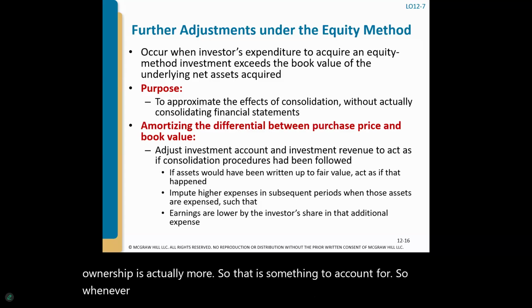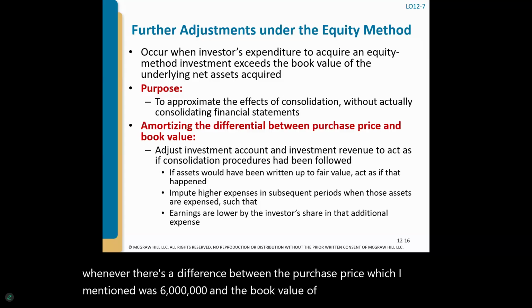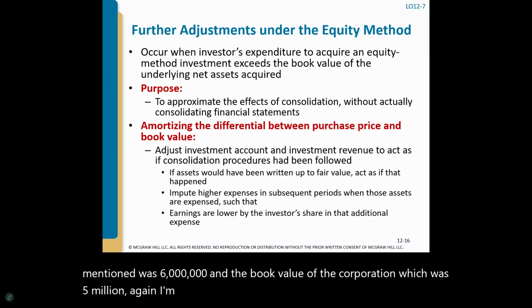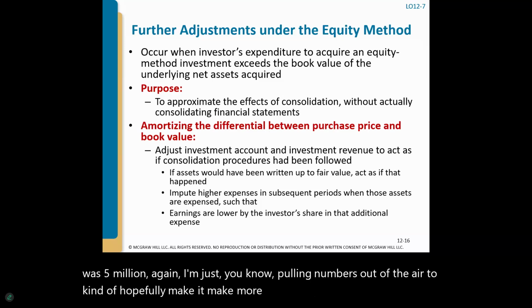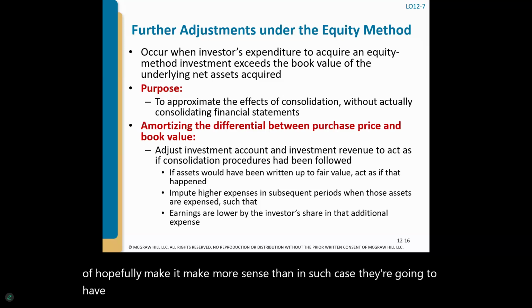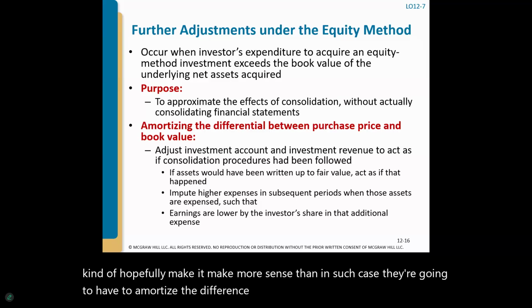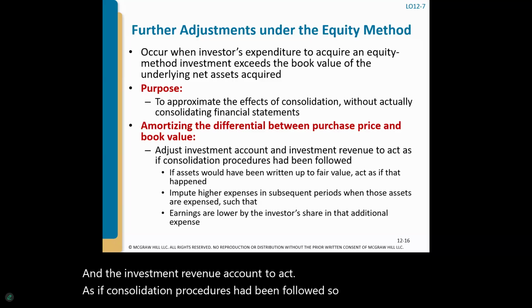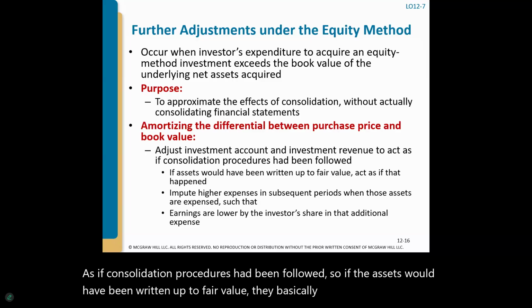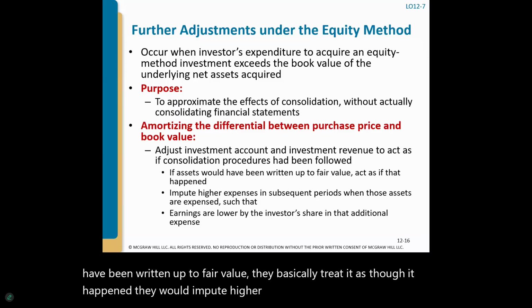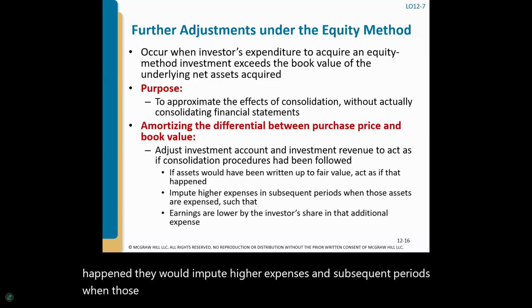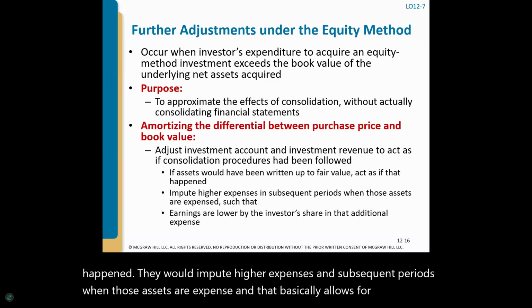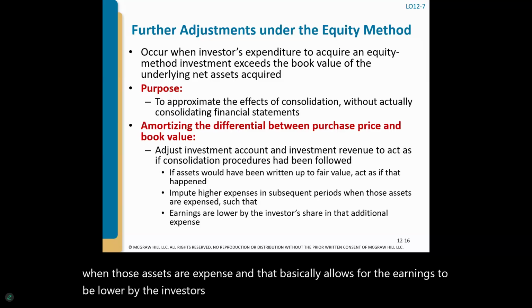Whenever there's a difference between the purchase price, which I mentioned was 6 million, and the book value of the corporation, which was 5 million, again, I'm just pulling numbers out of the air to hopefully make it make more sense, in such case they're going to have to amortize the difference. They will adjust the investment account and the investment revenue account to act as if consolidation procedures had been followed. If the assets would have been written up to fair value, they basically treat it as though it happened. They would impute higher expenses in subsequent periods when those assets are expensed. That basically allows for the earnings to be lower by the investor's share in that additional expense, right?